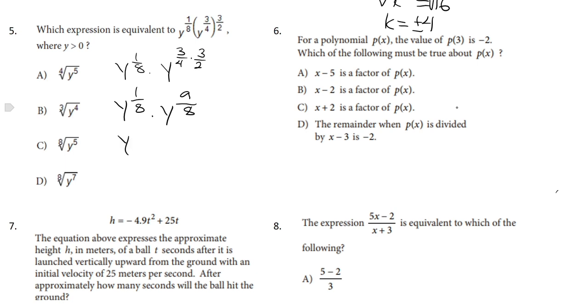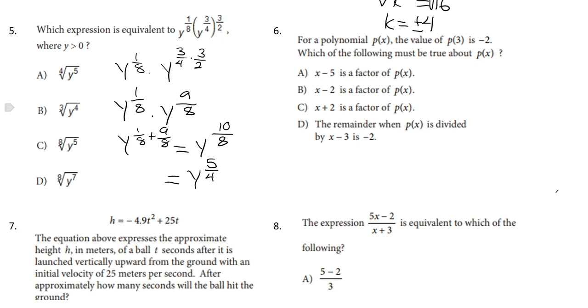So this is going to simplify to y to the power of 1 over 8 plus 9 over 8. And this is going to be equal to y to the power of 10 over 8. We can simplify this fraction. 10 over 8, if we divide both of those numbers by 2, is going to simplify to y to the power of 5 over 4.